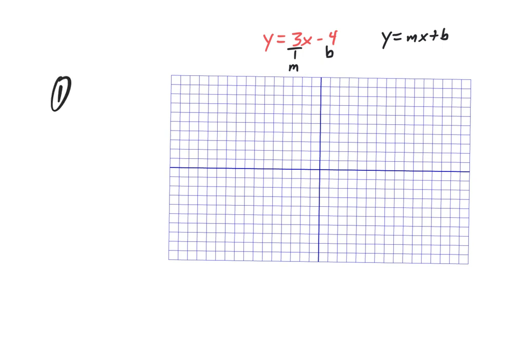We've been graphing slope-intercept form since Algebra 1. We do it in Algebra 2. We even do it a little bit in geometry as well. We're going to plot the y-intercept first. My y-intercept is at -4, so we're going to go down 4 on the y-axis, which is your vertical axis.